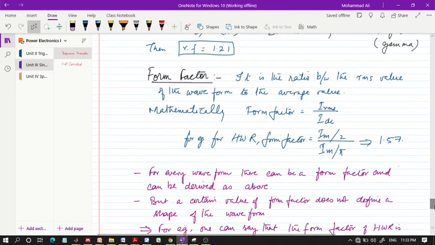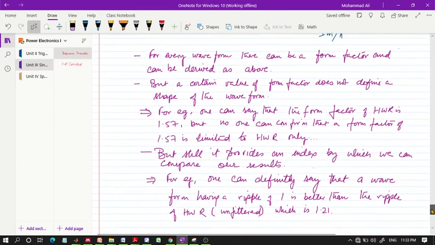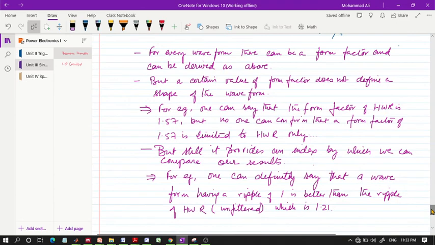Then come to the form factor. Form factor is basically the RMS value upon the DC value, as you have learned in the first year. So it comes out to be 1.557 for half wave rectifier. I have again derived this in the next video. So for every waveform there can be a form factor and can be derived as above, but a certain value of form factor does not define the shape of the waveform.